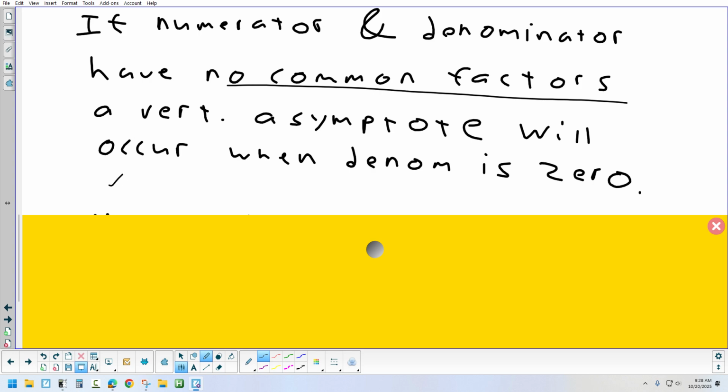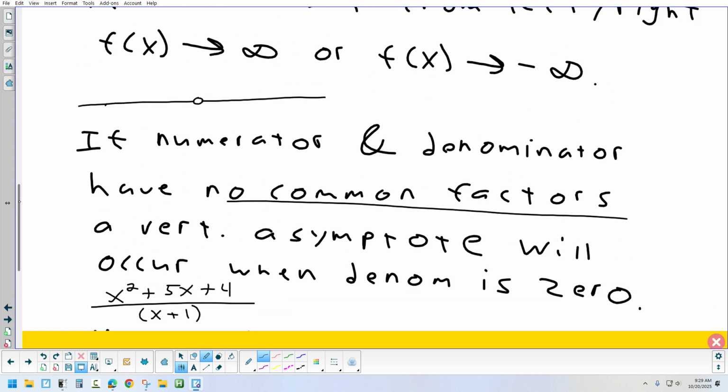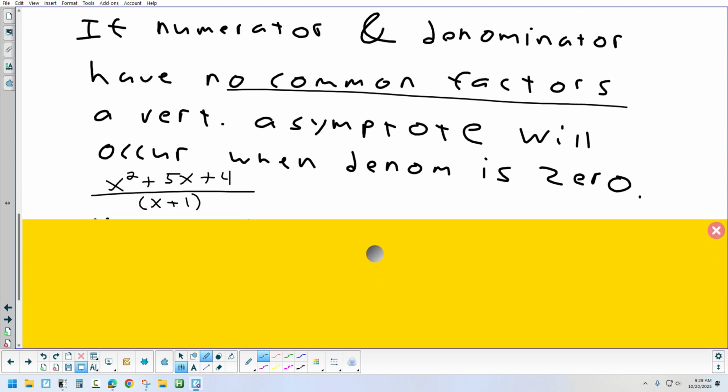So let's say we had something like (x squared plus 5x plus 4) divided by (x plus 1). Okay. What number are you not allowed to plug in for x? Right, you can't plug in -1. So now we know -1 is undefined, but the question is one of two things. Is there a vertical asymptote that we're going to be able to see, or is it where you have a hole in the graph and you can't see it?